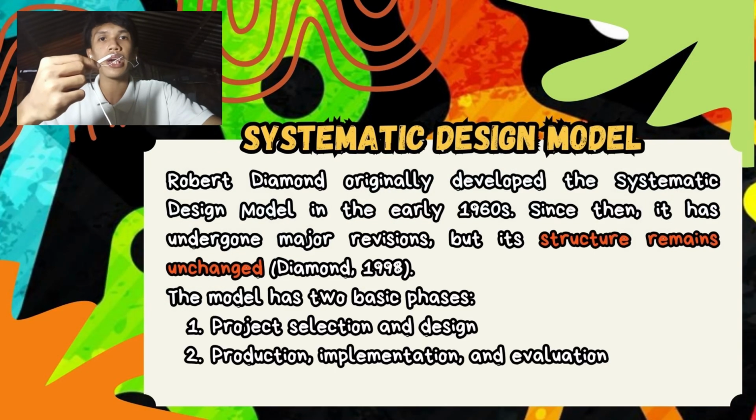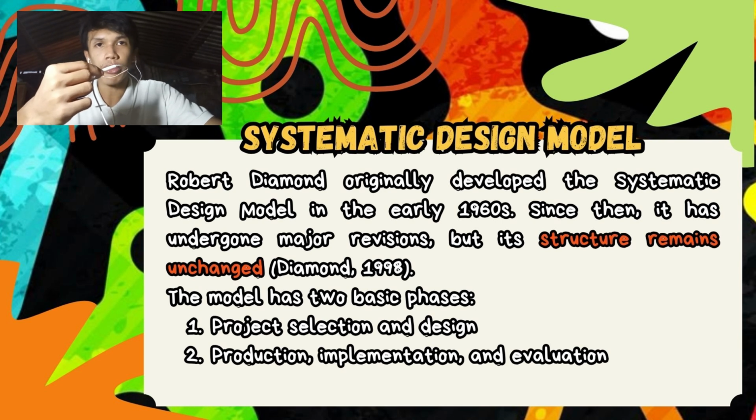So we have here a systematic design model proposed by Robert Diamond. Robert Diamond originally developed the systematic design model in the early 1960s. Since then it has undergone major revisions, though its structure remains unchanged. The model has 2 basic phases. So may dalawa tayong phases sa ganitong model.